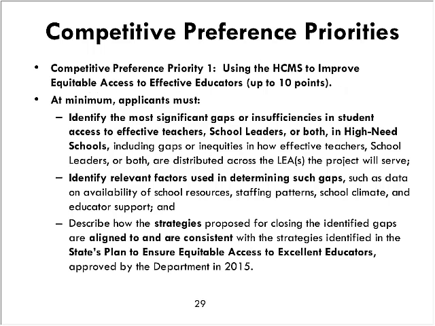All right, so I'm going to talk really briefly about the competitive preference priorities. There are two competitive preference priorities in this grant competition, and they are worth up to a total of 15 points. The first focuses on the human capital management system and use of the HCMS to improve equitable access to effective educators. And this is one of those areas where it really dovetails well with a lot of the work that your states are probably already doing in implementing their equitable access plans that states had to develop 2 years ago.